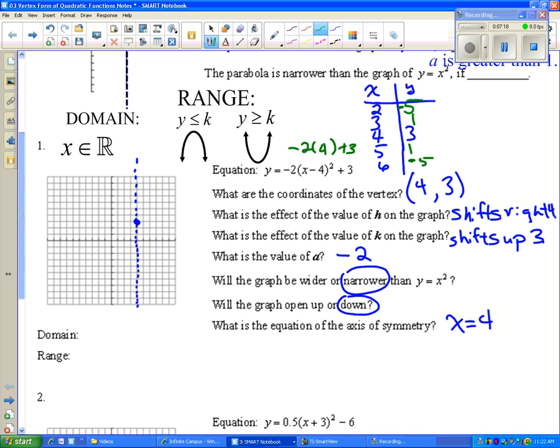So I can go and plot the point 2, negative 5, and then 3, 1, and then 4, 3 is already there, 5, 1, and 6, negative 5.